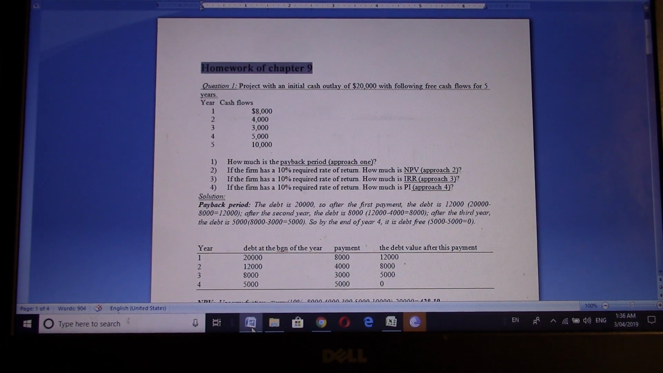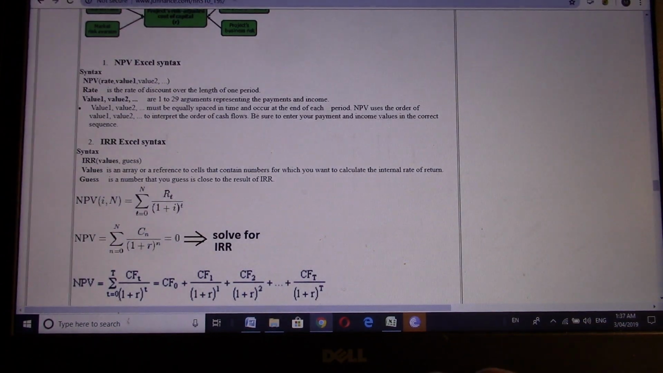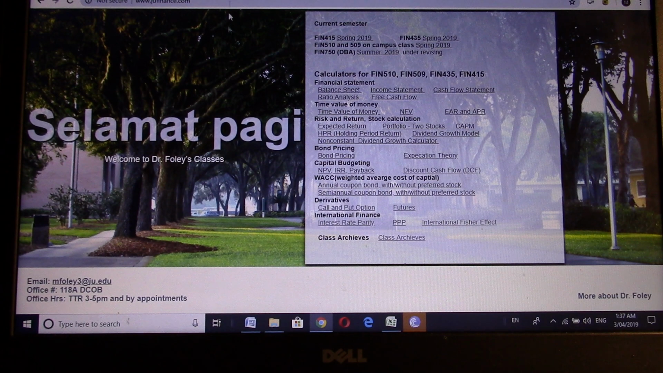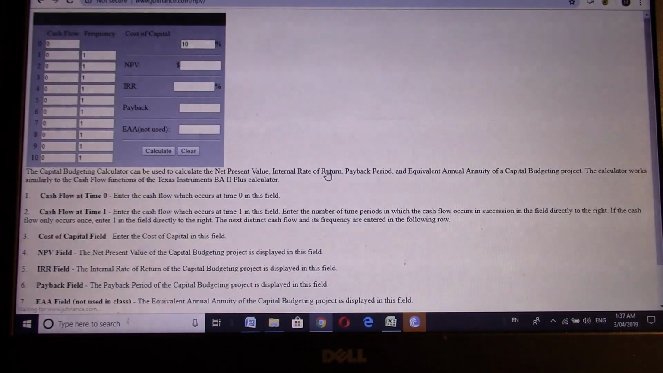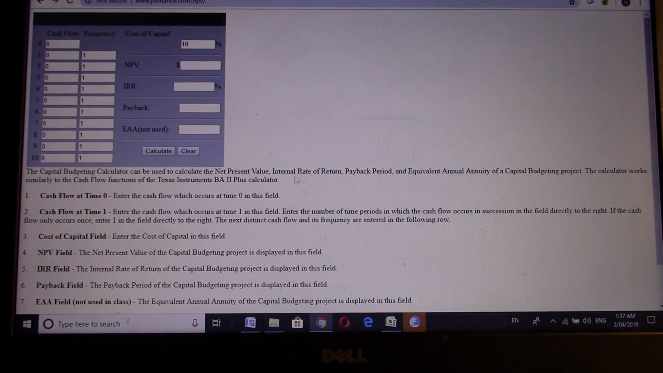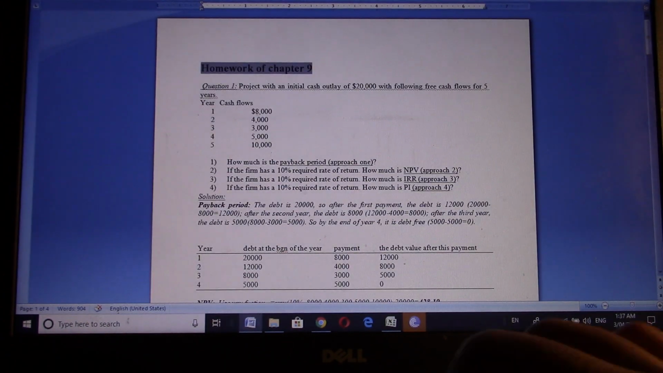You can either use the calculator. For the link to this calculator, you go to jufinance.com and look under capital budgeting for NPV, IRR, and payback. So this is a calculator, and what you can do is just put down the cash flows year by year.